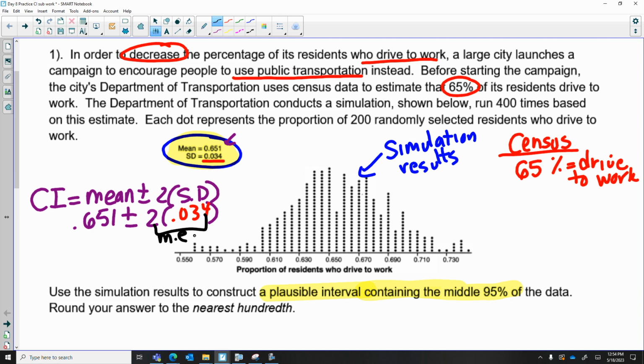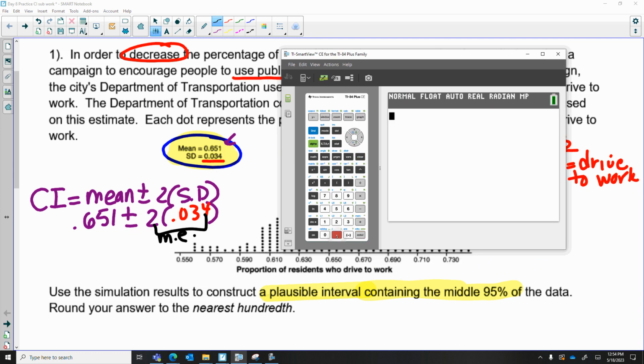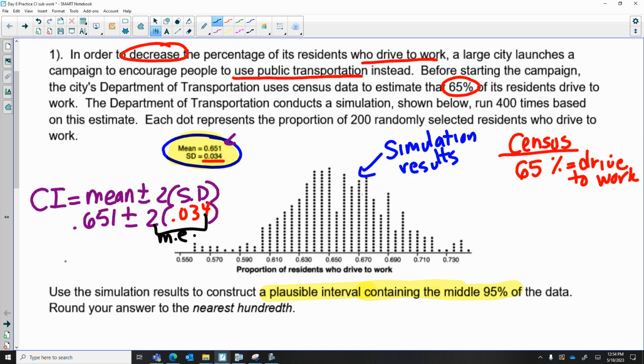So now you're going to go to your calculator and you're just going to type in exactly this to get our interval endpoints. 0.651 plus 2 times 0.034, and that's the upper bound, and then go up, hit enter, and just type over the plus sign, make it a minus sign, and you're going to get your lower boundary of your interval. So let's write it down, 0.583, 0.719.